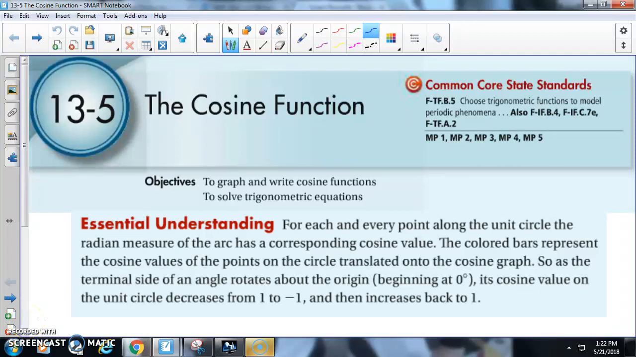Guys, today we're going to do 13.5, the cosine function. The objectives are that you will be able to graph and write cosine functions, and you will be able to solve trigonometric equations. The essential understanding.